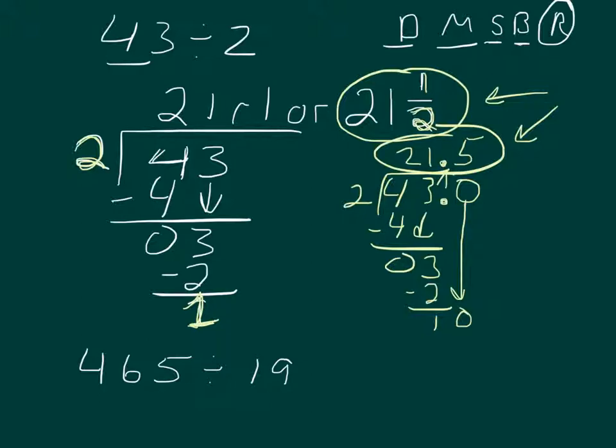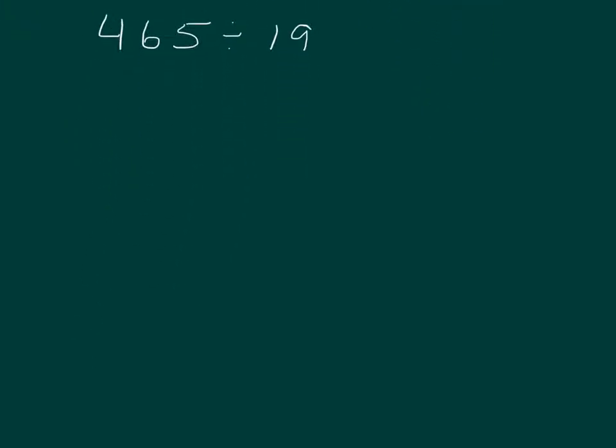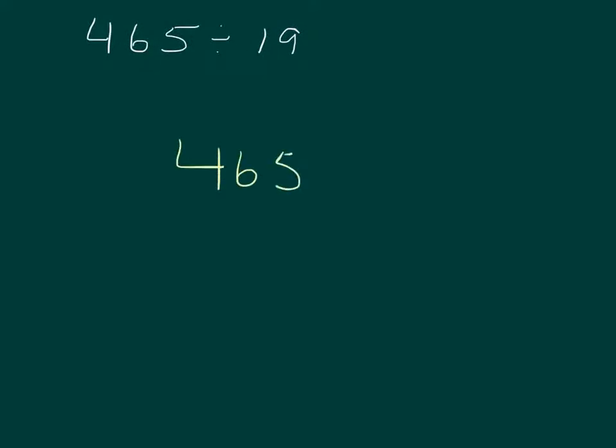Next problem. 465 divided by 19. Okay, this is the last one I'm doing for you, and then you're going to do a classroom example. So, first number goes on the inside, 465 divided by 19. This one's much more of a hassle because I don't know how many times 19 goes into things. So I have to find a number bigger than 19.